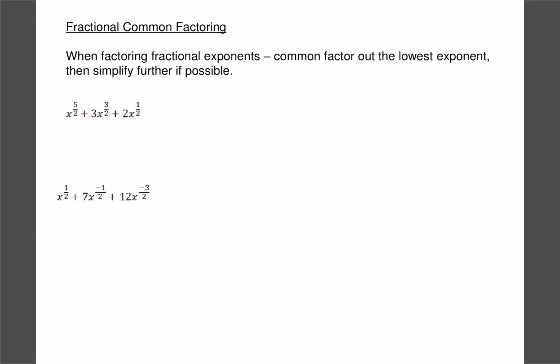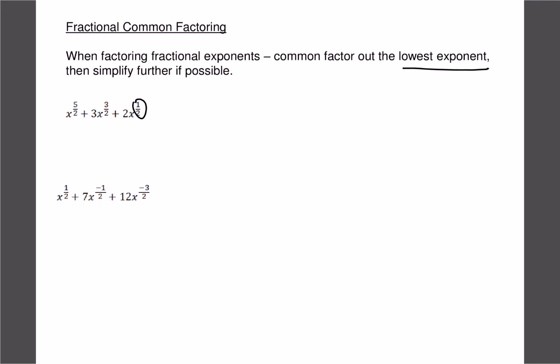The last type of factoring we'll look at is when we want a common factor, and we've got some fractions and things like that involved. It looks quite strange, but you'll see you can always change these and simplify them down to where they can be factored. Basically the trick is we want to common factor out the x with the lowest exponent.